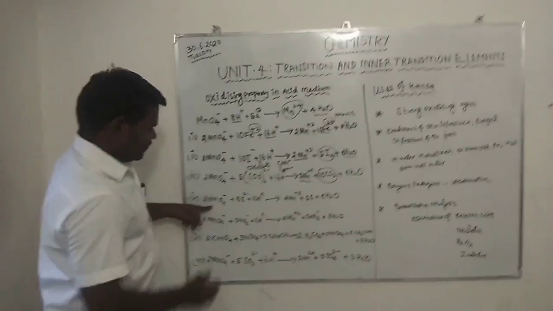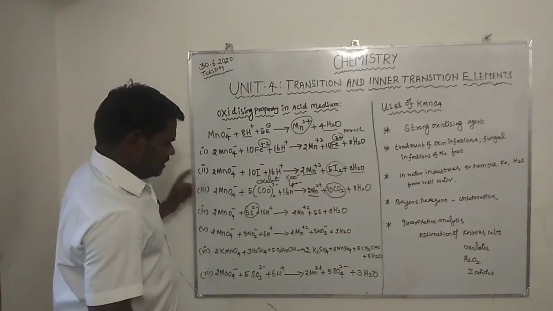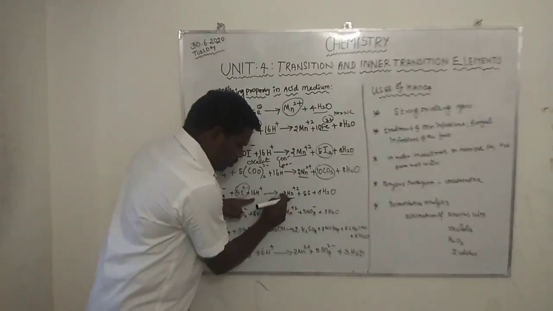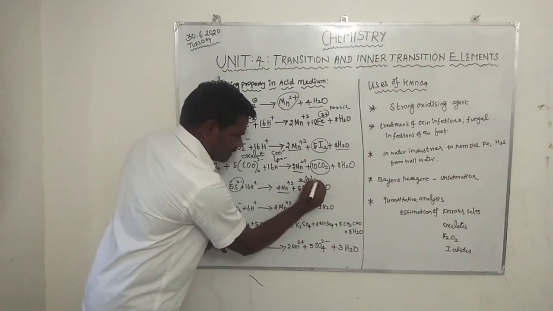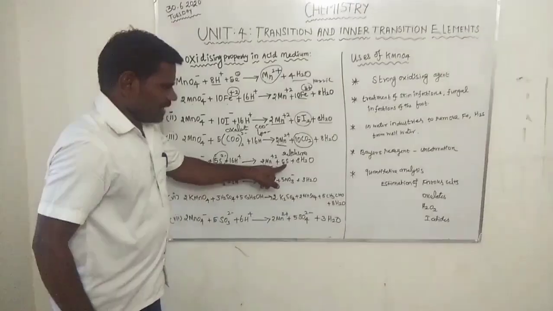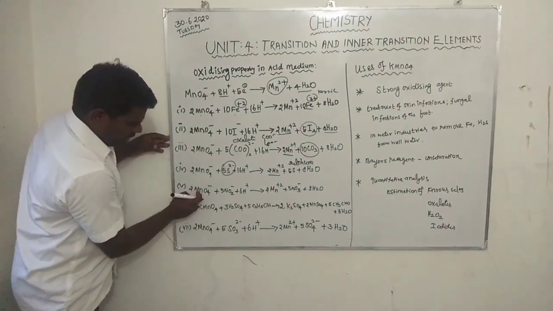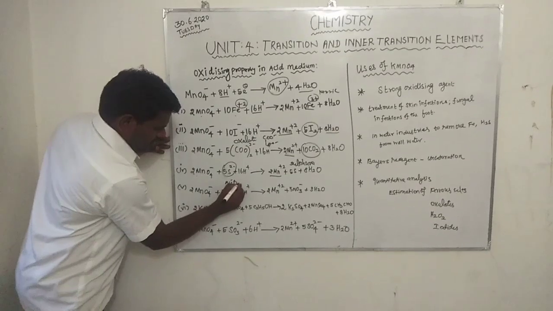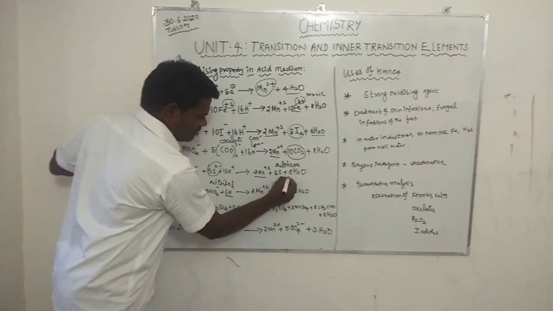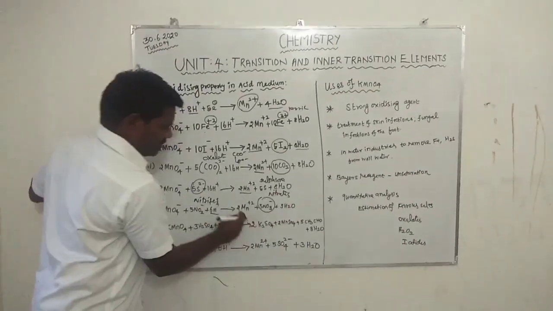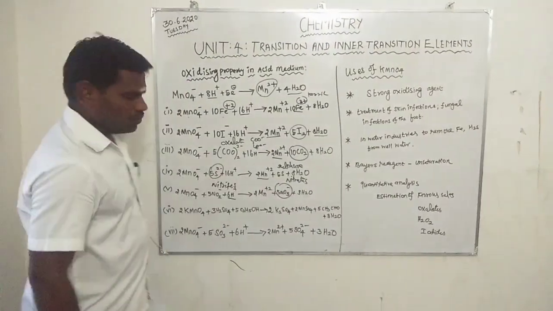The next evidence, the permanganate ion treated with sulfide ion in acid medium is converted into 2 moles of Mn2 plus and sulfur, 5 moles of sulfur, and 8 moles of water obtained. Next one, the permanganate ion treated with nitrite ion in acid medium is converted into nitrate: 2 Mn2 plus and 5 moles of NO3 minus and 3 moles of H2O.